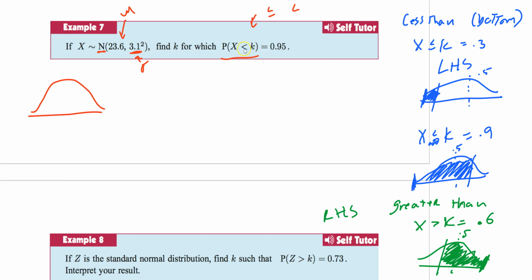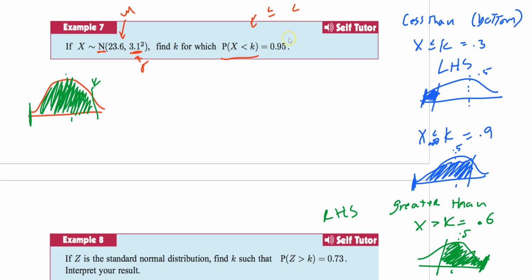Find k for which x is less than k is equal to 0.95. So let's draw it. I got my little terrible normal diagram there. It's less than, so we're going to start on the left hand side. Here's 50%, just to show you. So I got to fill up 95%, so it's like over here somewhere. It doesn't really matter. That's our k. Fill this all up.